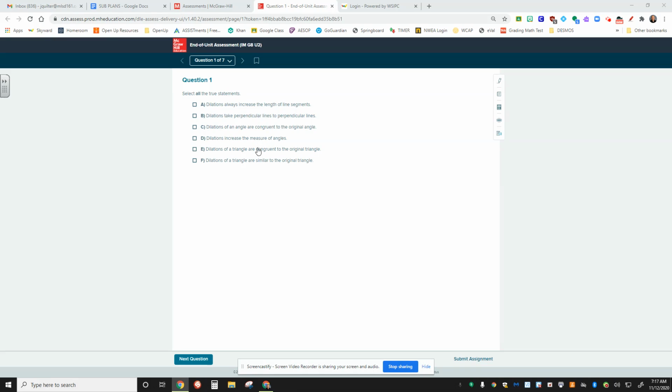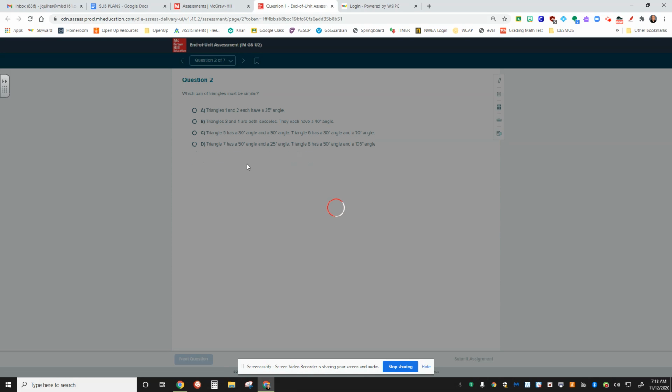Dilations increase the measure of angles, meaning makes them larger or smaller. Taking an angle, like say if it was dilated from 32 degrees by a scale factor of 2, would that take it to 64 degrees? Think about that. Dilations of a triangle are congruent to the original triangle, and dilations of a triangle are similar to the original triangle. Question 2.